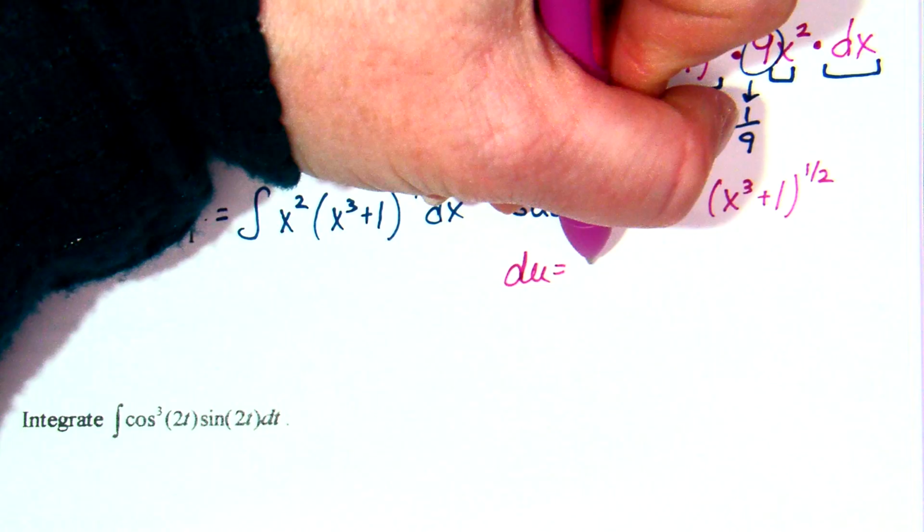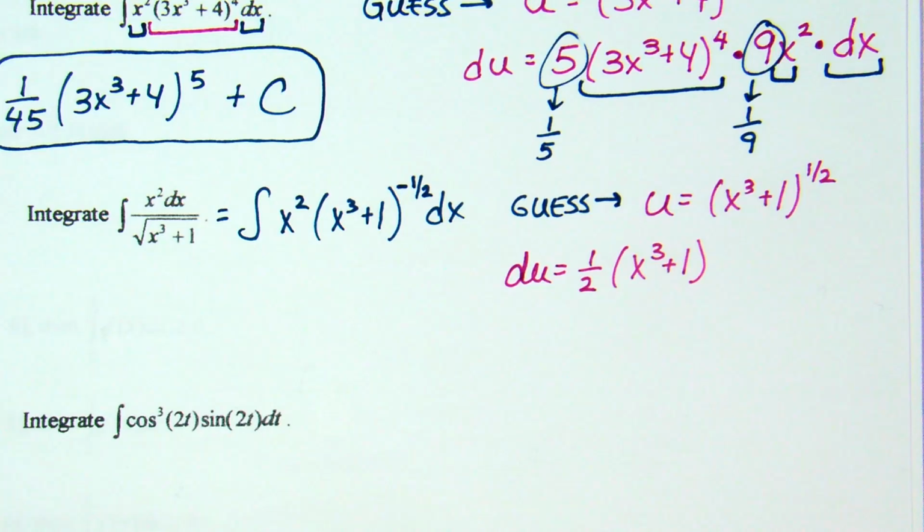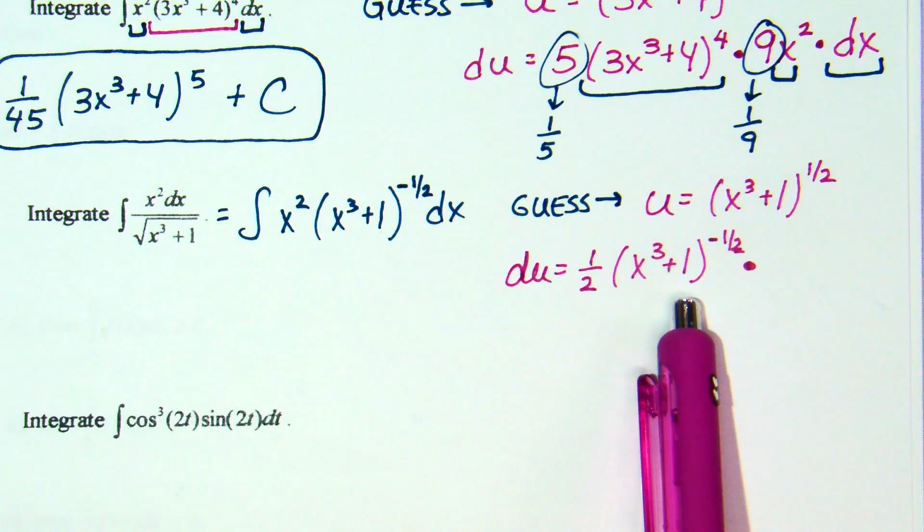One half times my something. Subtract 1, so 1/2 minus 1 is negative 1/2, times the derivative of x cubed plus 1, which is 3x squared, and then times dx.